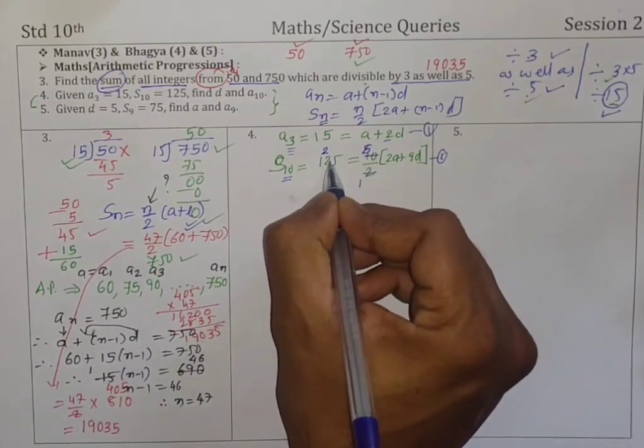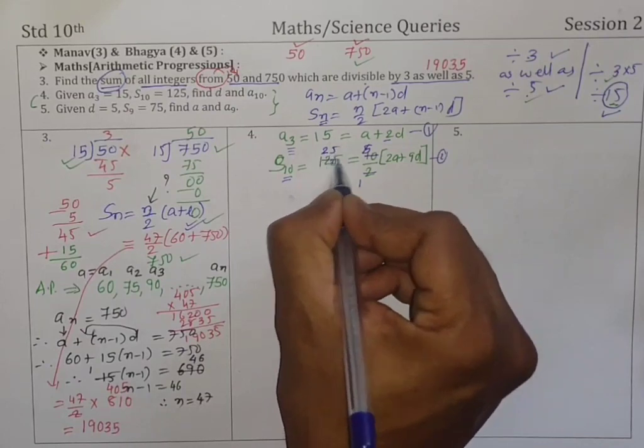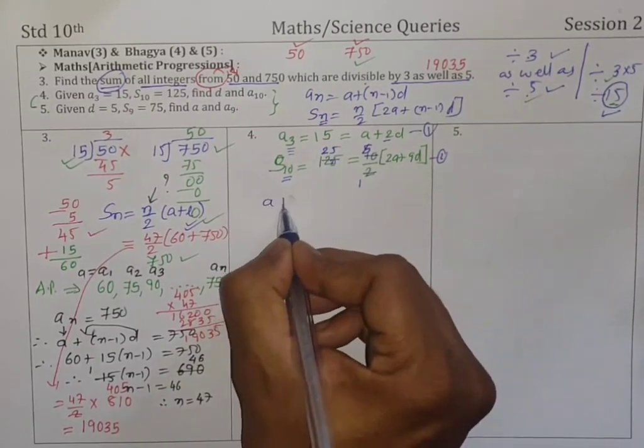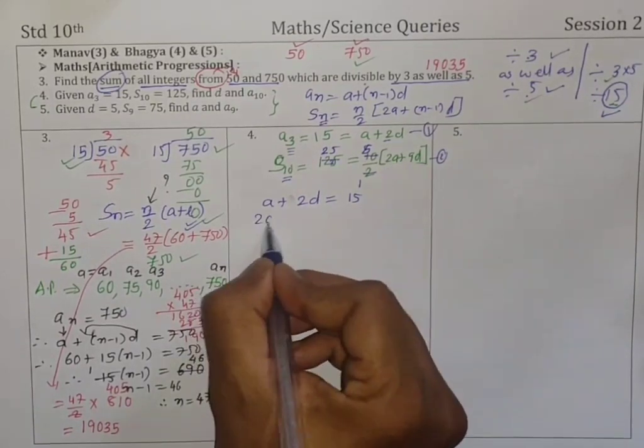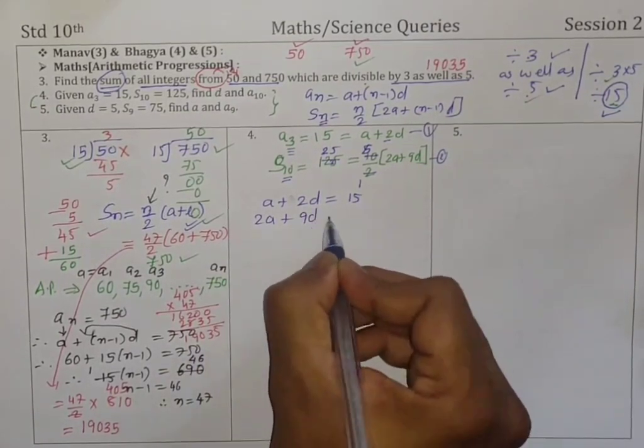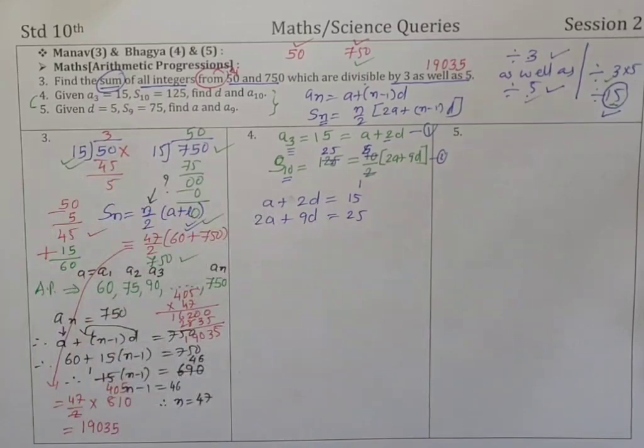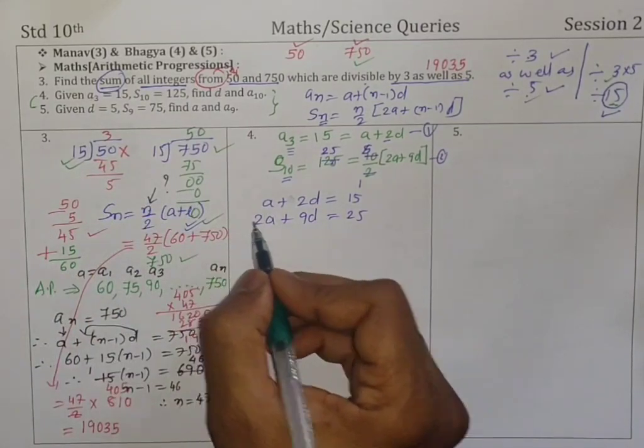5 ones are 5, 5 twos are 10, 5 fives are 25. So the first equation is A plus 2D, which is 15. Second equation, 2A plus 9D, which is 25. Correct? Alright, use the elimination method.